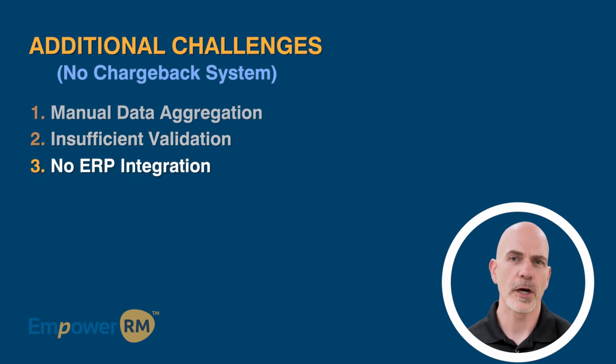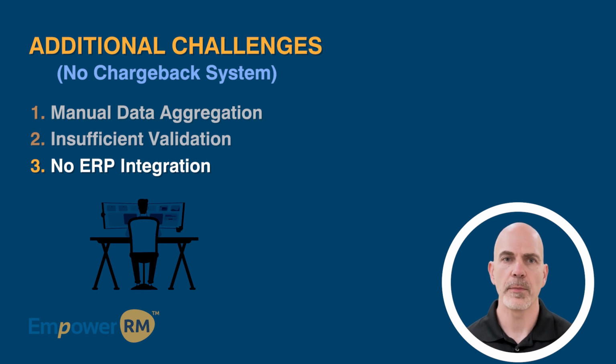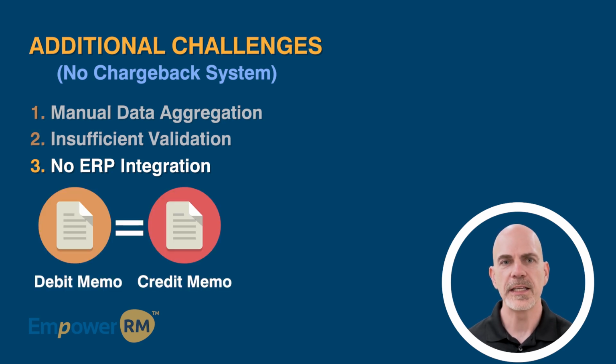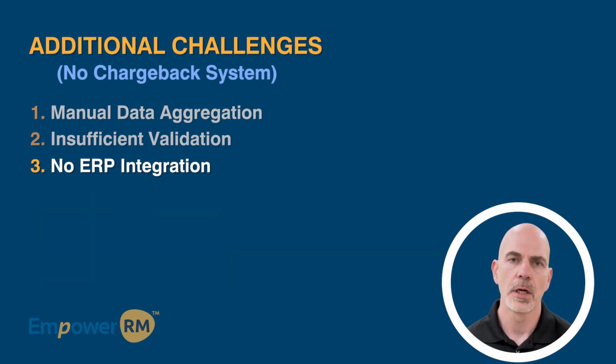Third is no ERP integration. Without a chargeback system, credit memos would have to be created manually. Each chargeback request or debit memo from the wholesaler needs to have a corresponding credit memo in your accounting system for proper reconciliation. Without this, it becomes almost impossible to reconcile a wholesaler remittance statement with your accounting system, and you would not be able to generate accurate financial statements.